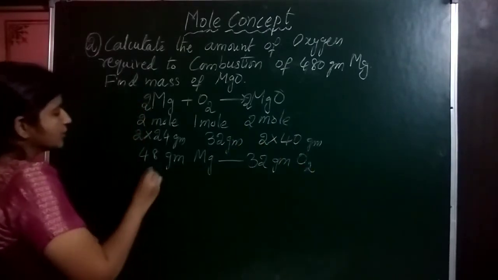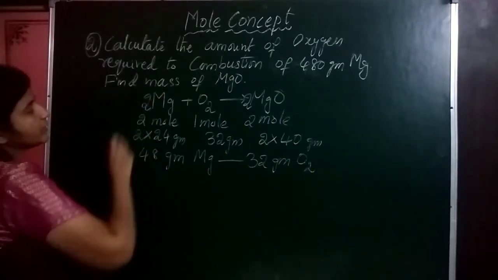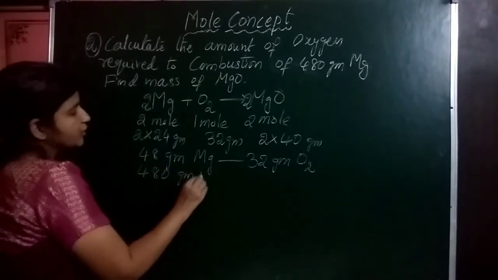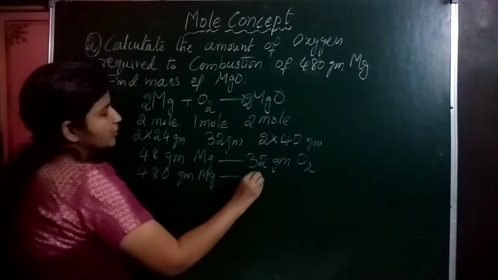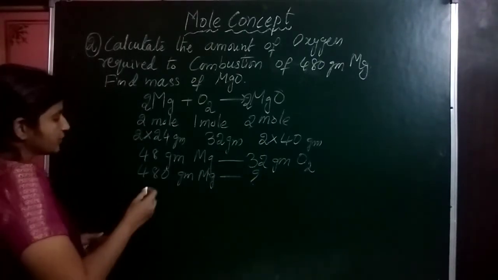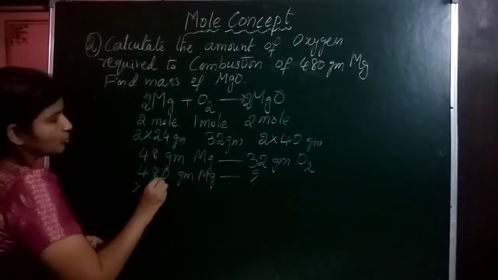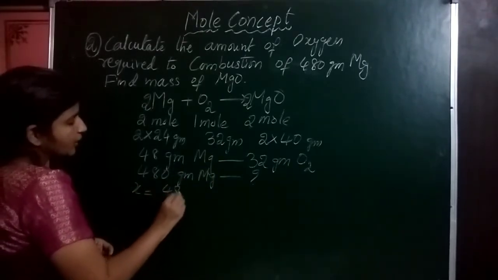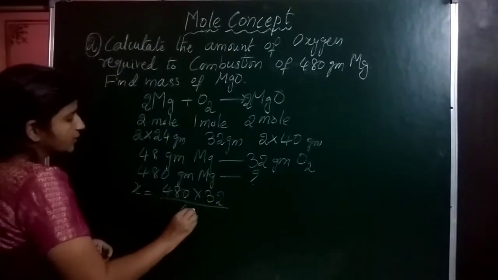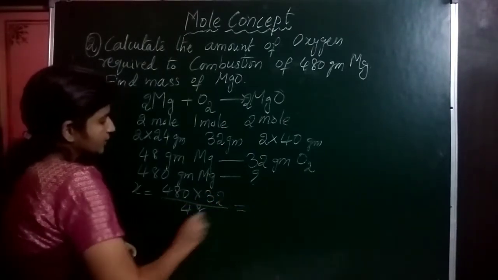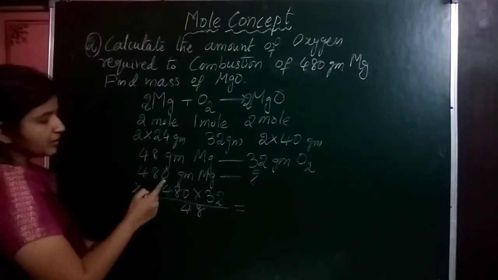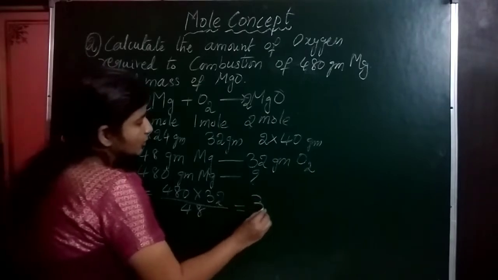32 grams of oxygen. And next, see the question, 480 is given. Now 480 grams of magnesium is combusted by how many grams of oxygen? That is your question. So X equals cross multiplication: 480 into 32 by 48. How much, beta, is it? 480 by 48, so 10 times. 10 into 32, so 320.